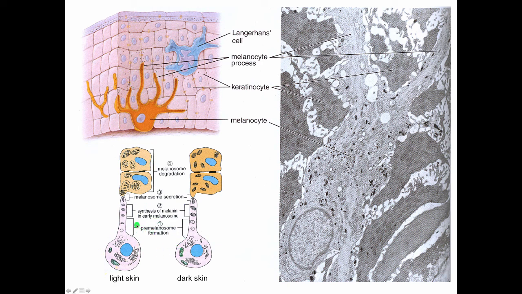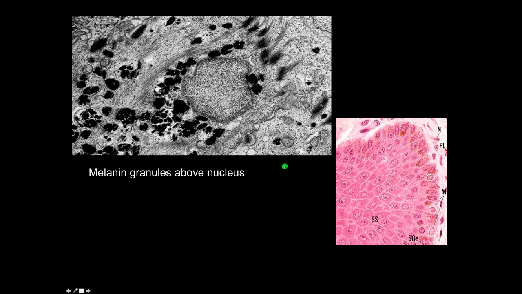So they have these pre-melanosome formations, the synthesis of melanin in the early melanosomes, and then the melanosome secretion. And then what this is showing is melanosome degradation, and you can note that in light-skinned individuals more melanosomes are degraded as opposed to individuals with darker skin. Here you can actually see some of the melanosomes in the melanocyte. Here are the melanin granules as they've been incorporated into the keratinocytes, and you can see these melanin granules clustering over the nucleus. And again, this is thought to provide some UV protection for the DNA in the nucleus.